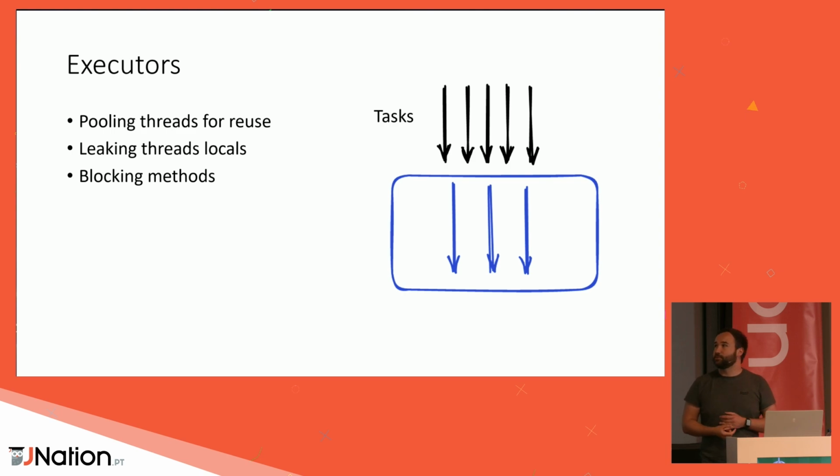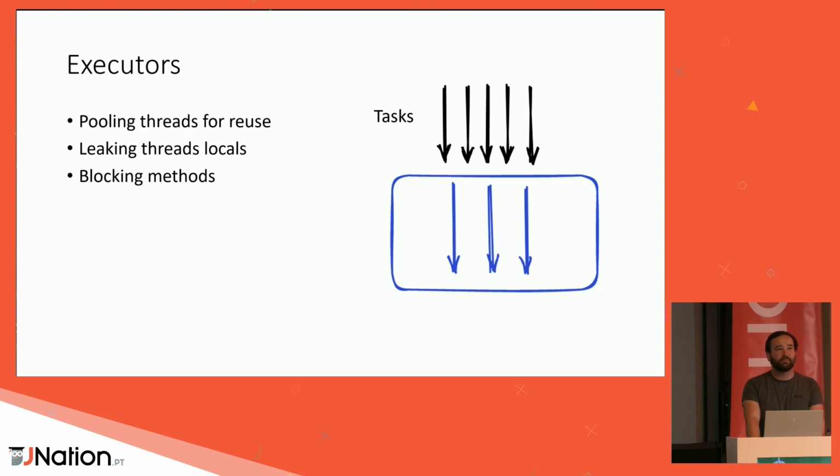But there are also some downsides to this. For example, leaking thread local variables. If you have a task that sets a thread local variable, but forgets to unset it, because who's going to remember when you set something? So when this thread is put back inside the pool, it will still have that thread local variable. So the next task running on that same thread will be able to read the thread local variable from a previous task. So that isn't a very nice thing to happen. So you try to avoid that.